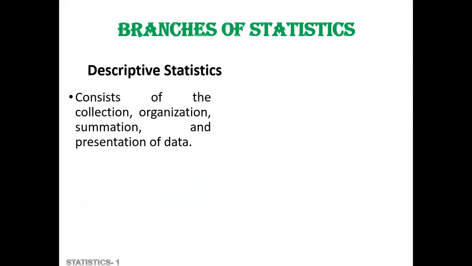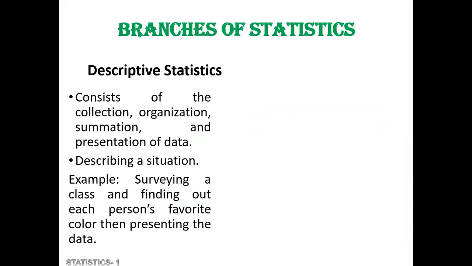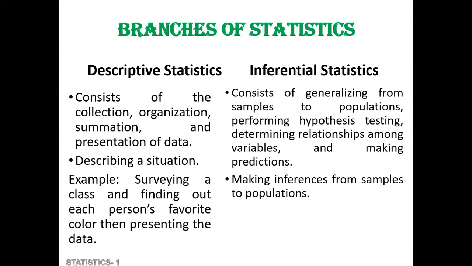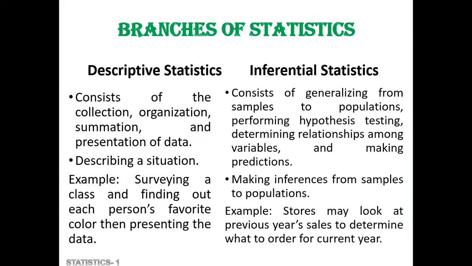So coming to the branches of statistics, we have descriptive statistics and inferential statistics. What is the difference between the two? Descriptive statistics consists of collection, organization, summation, and interpretation of data. An example is surveying a class and finding out each person's favorite color, then presenting that data in the form of a graph or a diagram. Whereas inferential statistics basically deals with generalizing from samples to populations, performing hypothesis testing, determining the relationship among the variables, and making predictions.